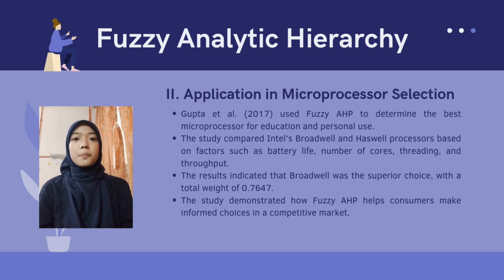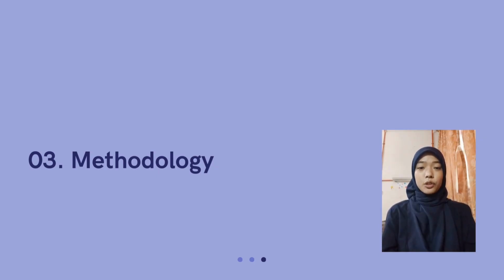In conclusion, fuzzy AHP is a powerful decision-making tool for selecting alternatives based on specific criteria, particularly in situations involving uncertainty or subjective data. As innovation continues, the method remains applicable, ensuring it's relevant in multi-criteria decision-making across various fields. Lastly, we will take a look at the methodology.